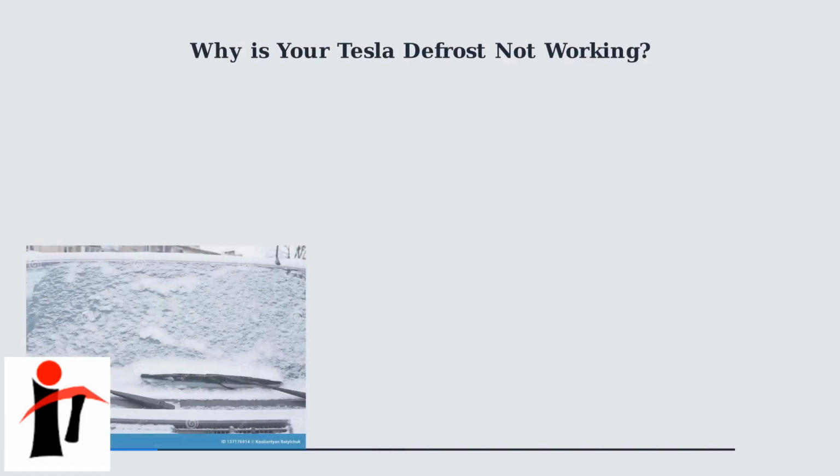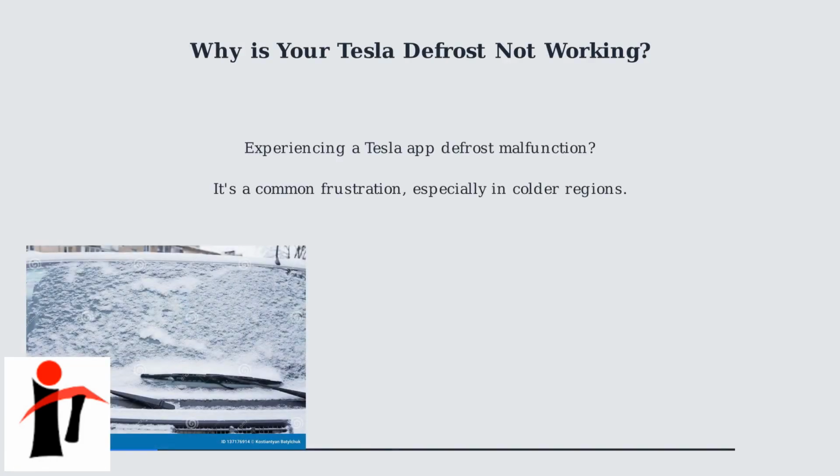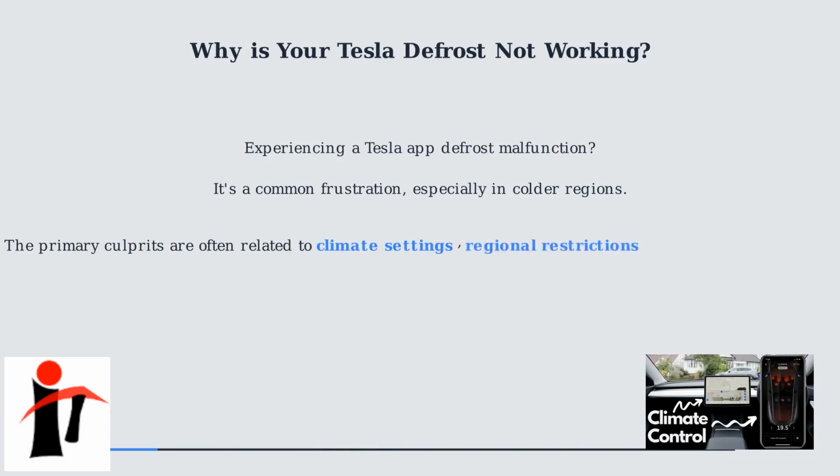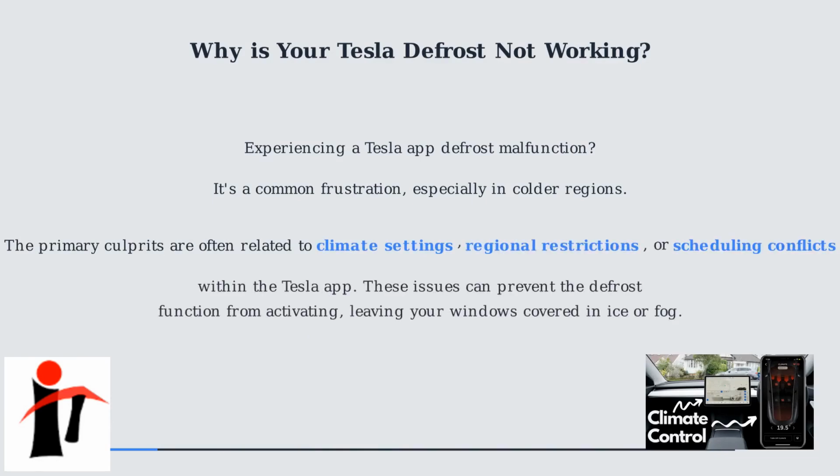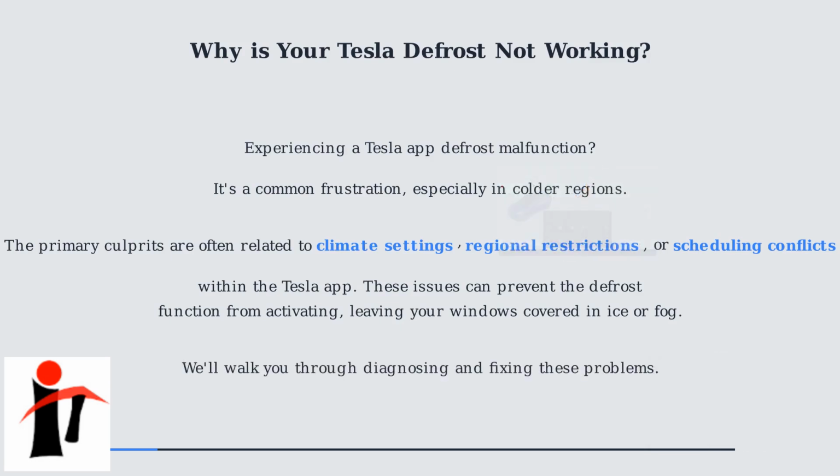Experiencing a Tesla app defrost malfunction? It's a common frustration, especially in colder regions. The primary culprits are often related to climate settings, regional restrictions, or scheduling conflicts within the Tesla app. These issues can prevent the defrost function from activating, leaving your windows covered in ice or fog. We'll walk you through diagnosing and fixing these problems.